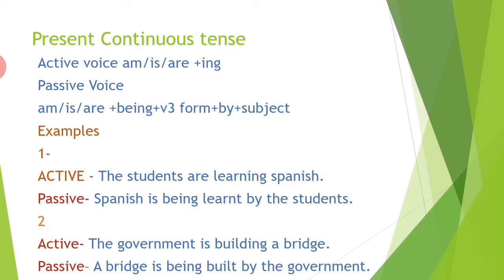Now let us discuss continuous tenses. Very first we take present continuous tense. And you know present continuous tense is also called present progressive tense. This tense is used to describe an ongoing activity or a temporary action. The formation in active voice is we use am, is, are as a helping verb, then the first form of the verb plus ing. And while changing into passive voice, what do we do? We use am, is, are as a helping verb, then being, then the third form of the verb plus by plus subject.